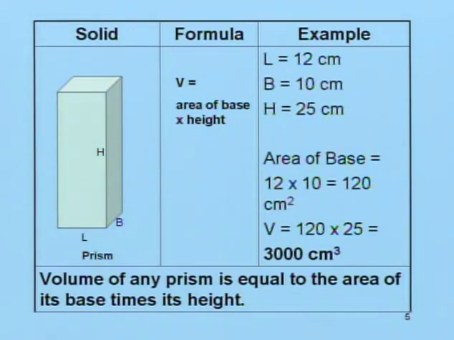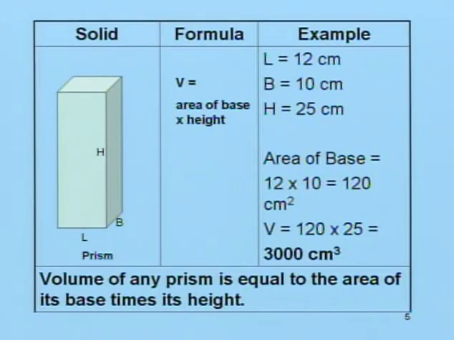Let's look at a prism. As I mentioned earlier, the volume of any prism is calculated as the area of the base times the height. In this particular prism, we have the base, which is rectangular, length by breadth, and you're seeing L for length, B for breadth, H for height. So the volume of the prism is equal to the area of the base times height. Any prism, and it goes also for the circle.